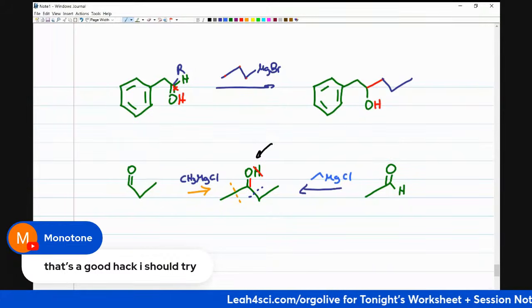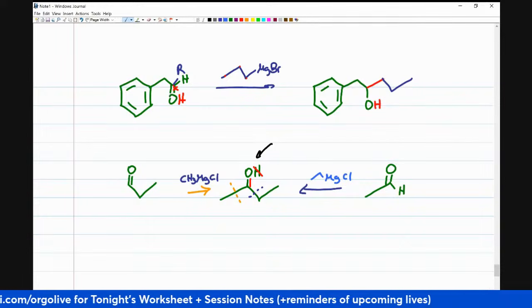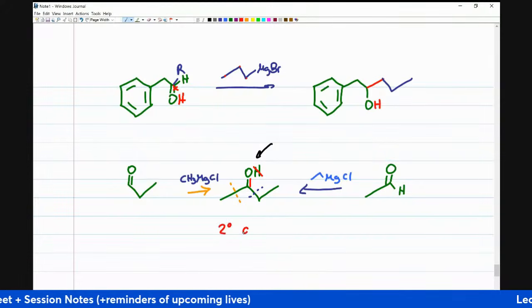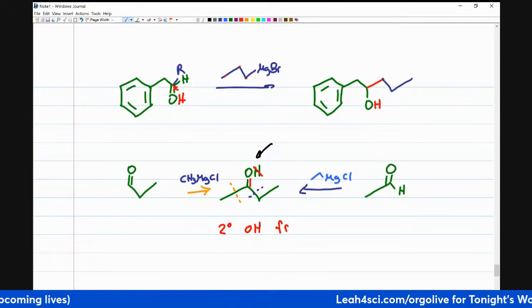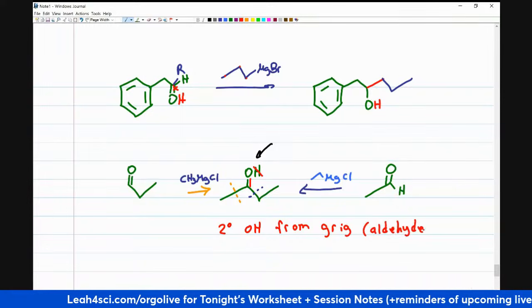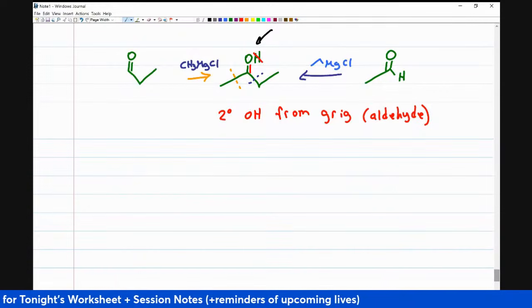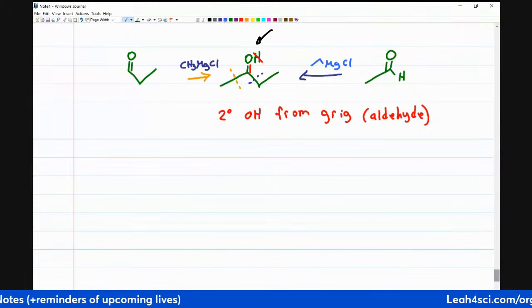Now, in this situation, we got an aldehyde in both cases. How did we know it was an aldehyde? Because the product is a secondary alcohol from a Grignard that came from the aldehyde. If I had a ketone with a Grignard, that would have had to be tertiary.